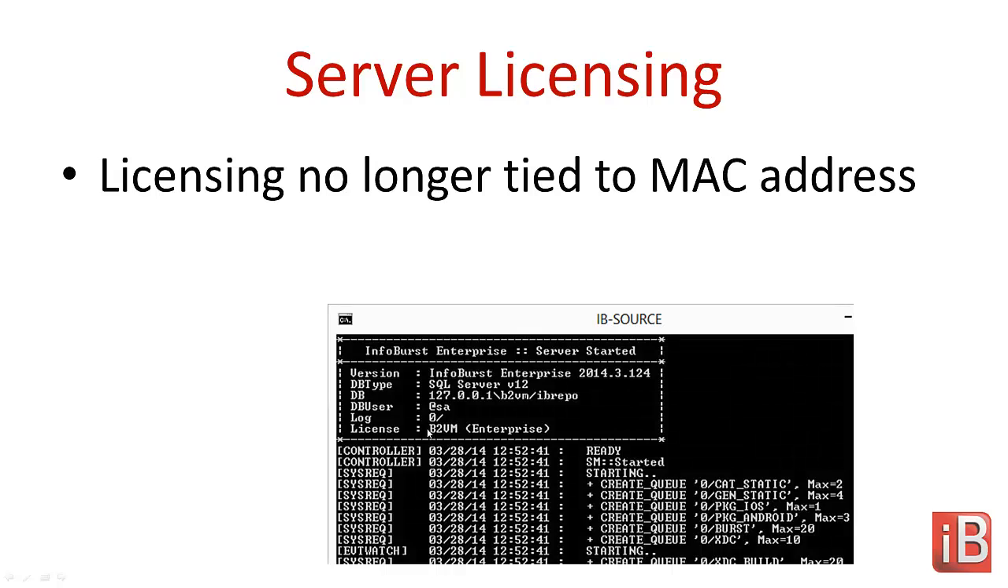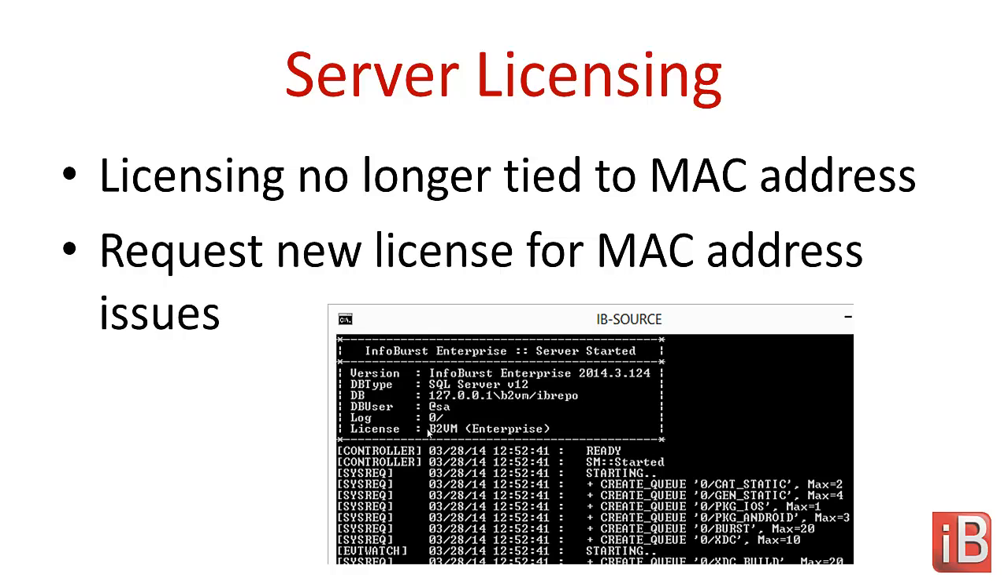Server licensing, just a minor change in build 124. In previous builds, our license model referenced both the InfoBurst server's name and what's called the MAC address, the network interface card address. Should any of these two pieces of information change, the license would be invalidated and you'd have to get a new license. Now, select sites had environmental issues where the operating system had issues reading this network interface card address, and that would cause issues with the license.